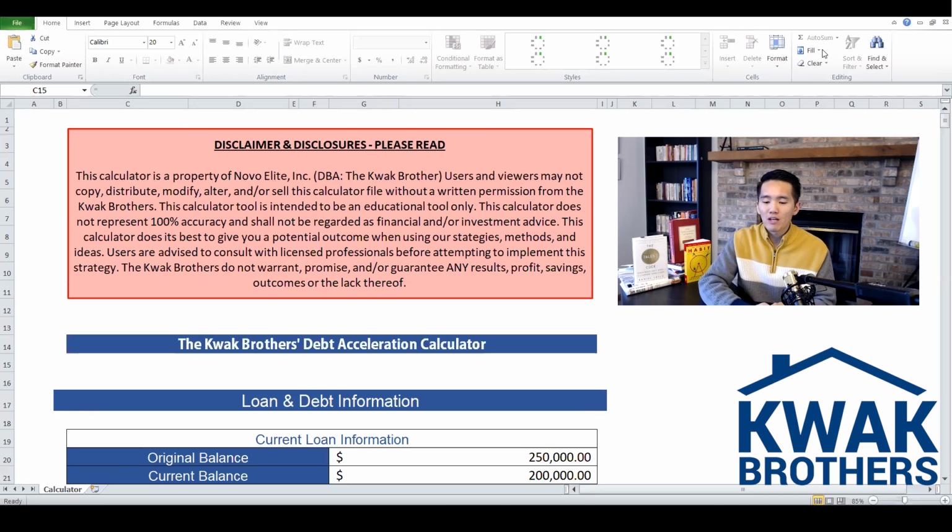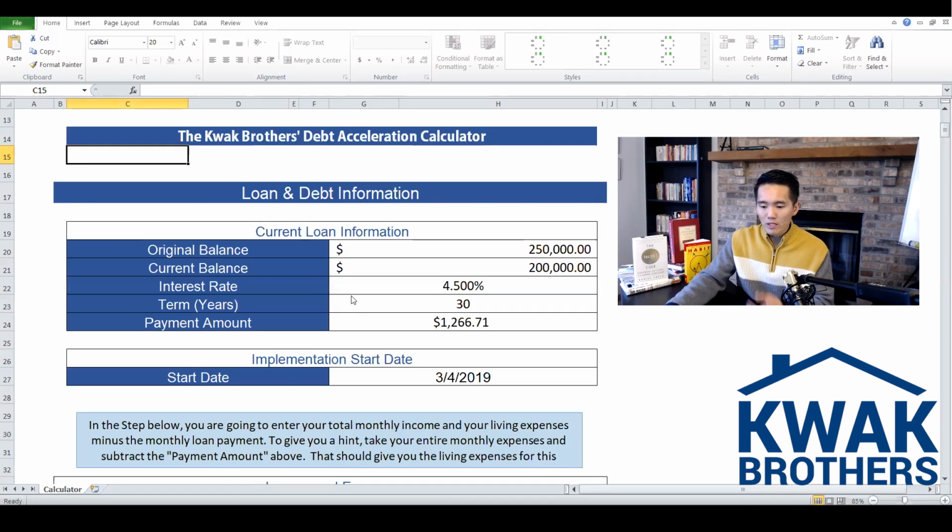And I do also want to let you guys know that we do update this calculator file from time to time. So if you have an outdated version of the calculator, you can always go back and download the newer version so that you can get the most up-to-date and accurate information using this calculator. So here we are. I went and opened up the calculator.